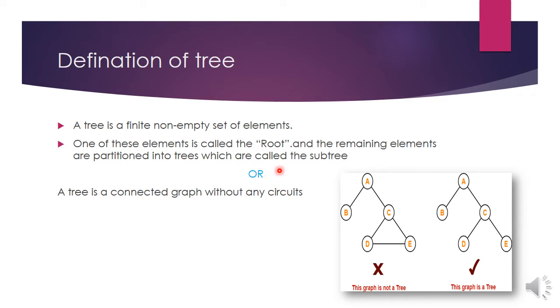And here is another definition of tree. A tree is a connected graph, which means every node of the tree is connected to the others. So a tree is a connected graph without any circuit. Here in these pictures there are two connected graphs. In this picture there exists a circuit, therefore it is not a tree, and here we don't have any circuit, therefore it is a tree.